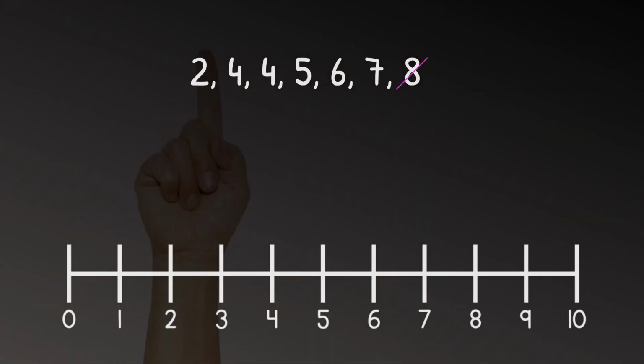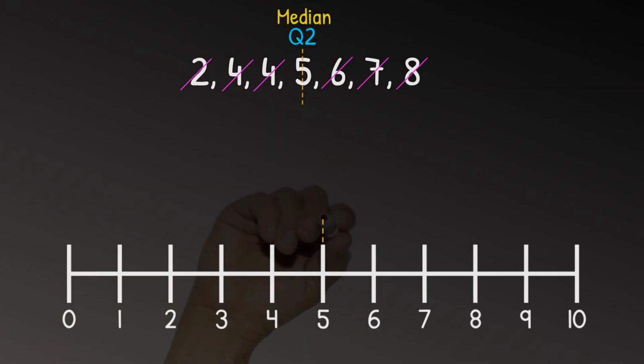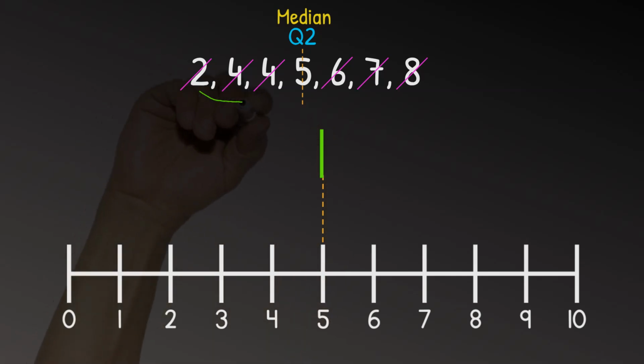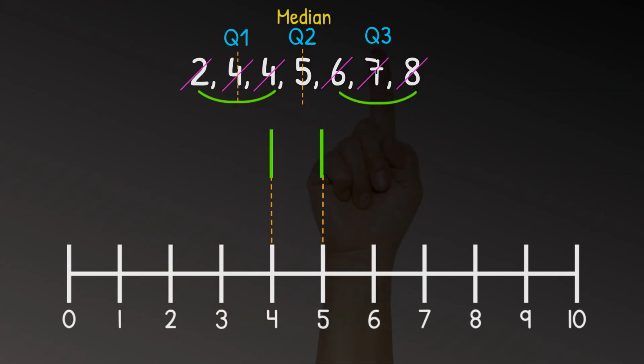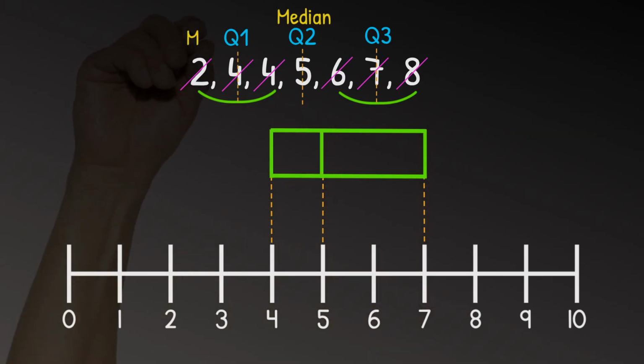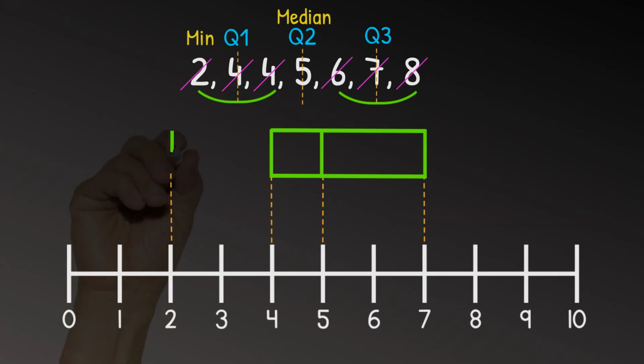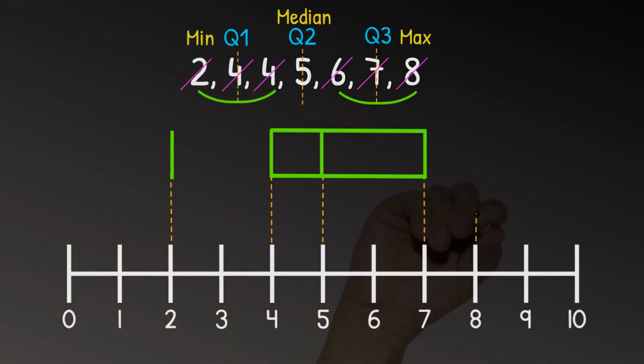As you can see, if we cross off numbers from either end, we get to 5. So the median, or Q2, is 5. You can also see that Q1, or the lower quartile, is going to be 4. And Q3, the upper quartile, is going to be 7. So if we connect these three lines together, we get the box part of our plot. Now here, the minimum number is 2 and the maximum number is 8. So connecting these two lines to the rectangle completes our box and whisker plot.